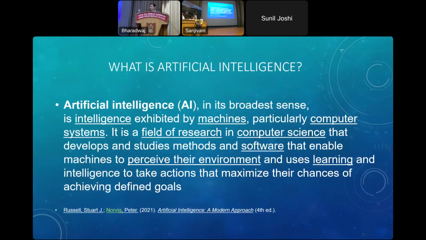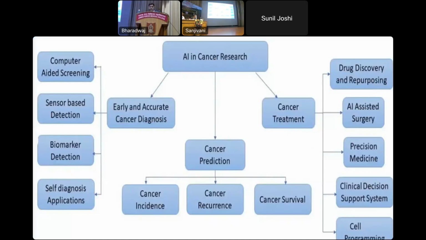So what is artificial intelligence? It has a very complex definition, but it makes our life easier. AI has been used in cancer research in screening, sensor-based detection, biomarker detection, self-diagnosis applications, in predicting incidence, recurrence, and survival, and also in treatment, where chemo medicines have been tried, AI-assisted surgery has been done, precision medicine, decision support systems, and cell programming.